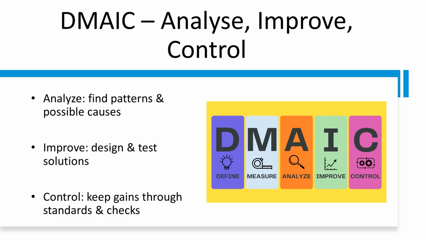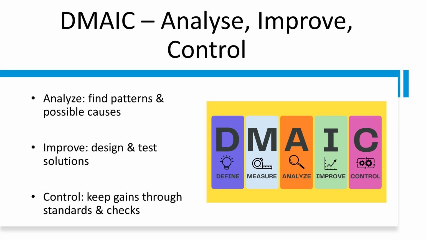3. Analyze. In the analyze phase, we look at the data to identify patterns and possible causes. We may use tools like Pareto charts, trend graphs, 5 whys, and fishbone diagrams to drill deeper into what might be contributing to the problem. We separate opinions from facts. We ask, what is the data telling us? 4. Improve. Once we have a good idea of the root causes, we design and test solutions.